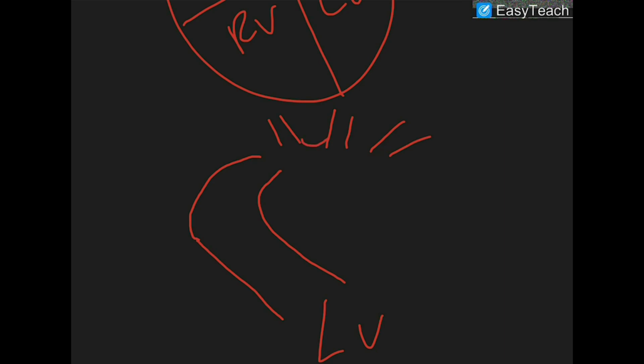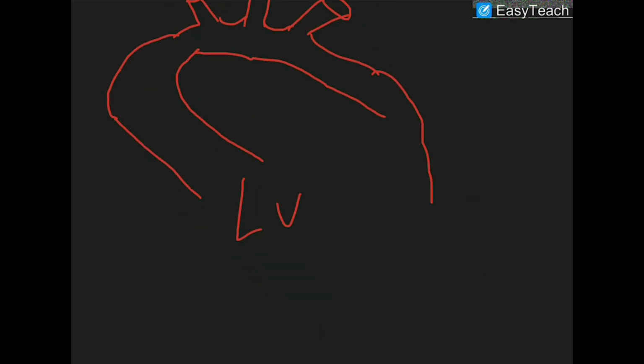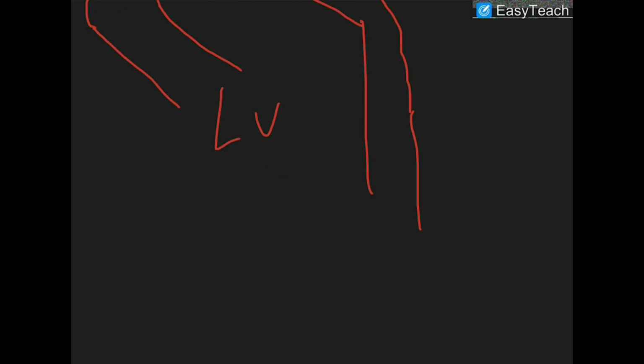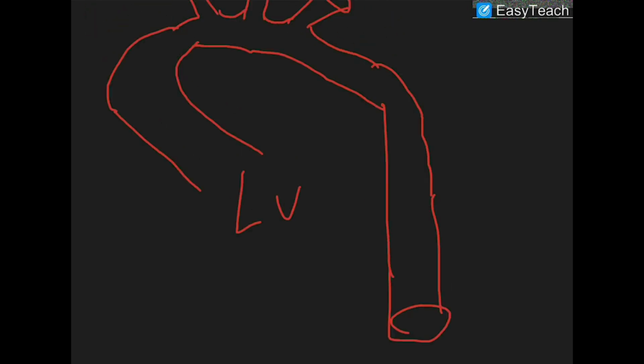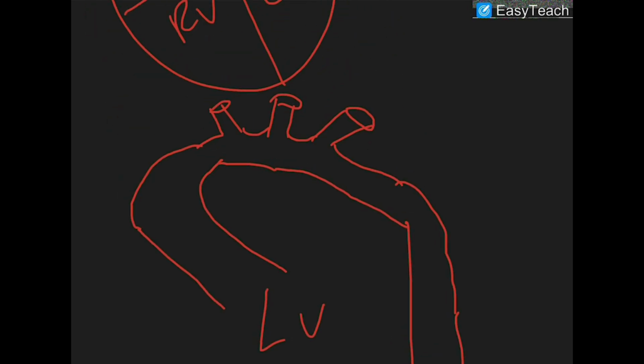Let's go ahead and just quickly draw that in. And then from there, we know we get our descending aorta, right? Like this. So our patent ductus arteriosus, right, is right here. It's after the three branches.